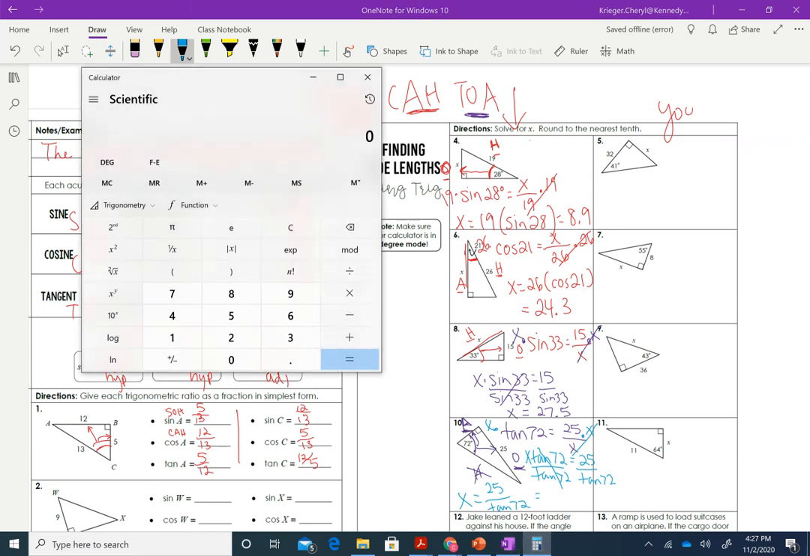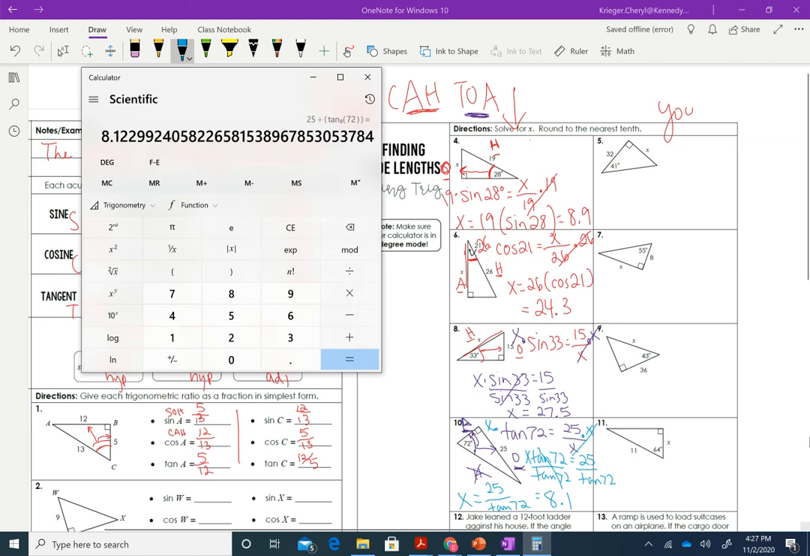So again, 25 divided by parentheses 72 tangent and parentheses is 8.12, so 8.1.